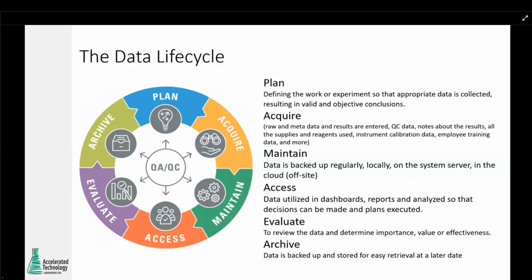And then finally, the ability to evaluate that data. So being able to look at different types of charts and graphs and statistics on that data. And then finally, when the data has been evaluated, to be able to archive that data in the event that you need to access that in the future. And then this is all with maintaining good quality assurance and quality control.